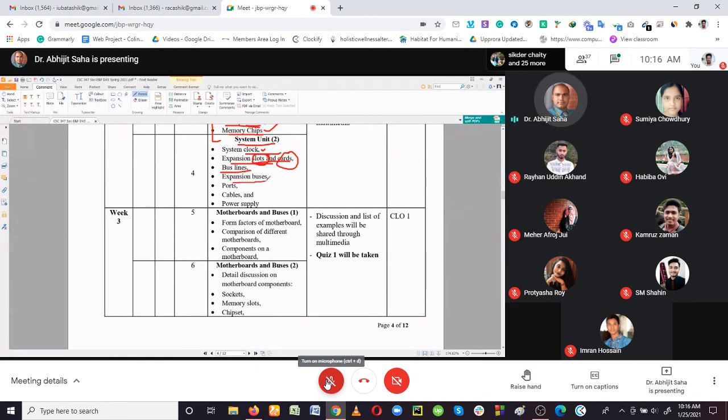And then we are having the expansion buses. There are different expansion buses for different purposes, audio purposes, graphical purposes, and so on. So we are going to discuss them. There are different ports in the computer system, so we are going to learn what ports are there, and what each port's activities are.